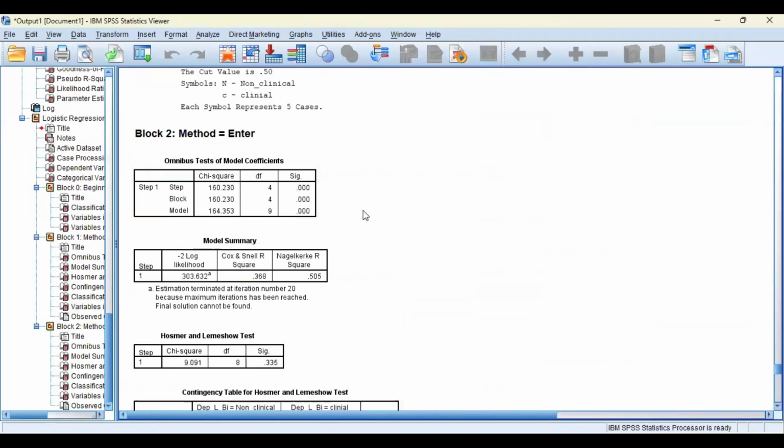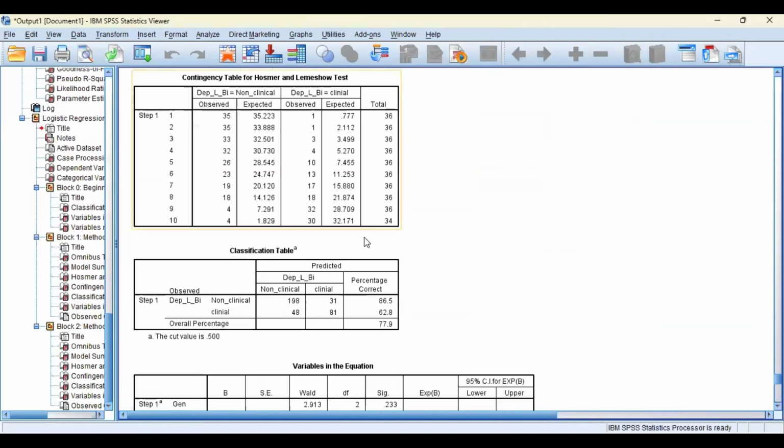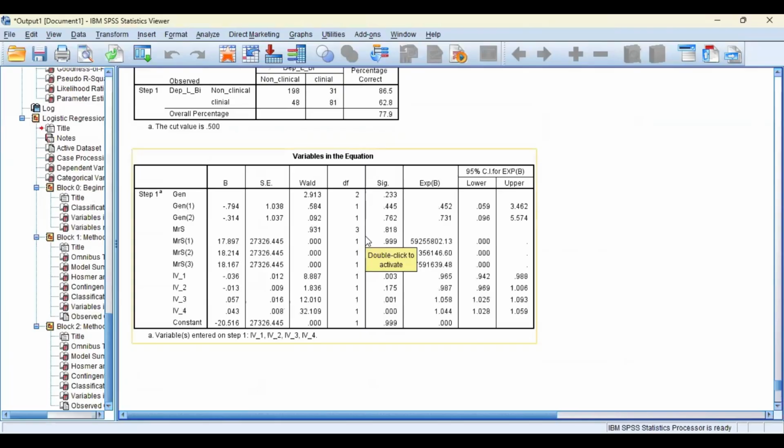Everything that you have in your result is the same. But in this case, you can rest assured that the effects that you have here, the regression coefficients and the odds ratios, are adjusted and controlled for the potential effects of your categorical covariates. For example, you are now sure that gender and marital status are not affecting this, regardless of individual differences in gender and marital status, in depression levels.